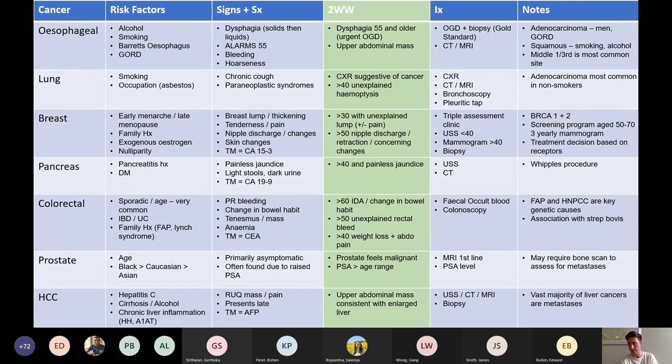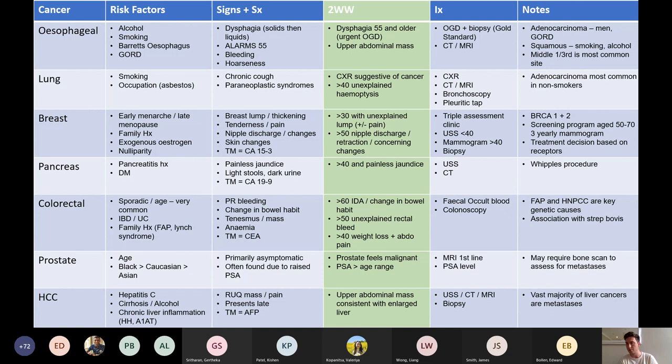Then don't forget to ask about your key warning symptoms. So fevers, weight loss, night sweats, fatigue. These are your general symptoms of cancer. When I'm doing histories in an OSCE, I tend to ask these as my first question in a systems review, for basically any history, because then you can try and rule out cancer being the most serious diagnosis.